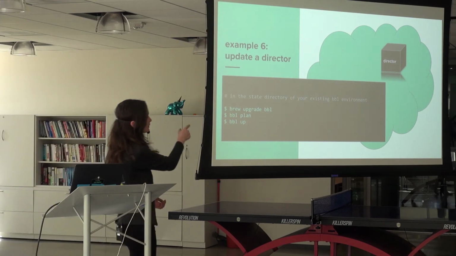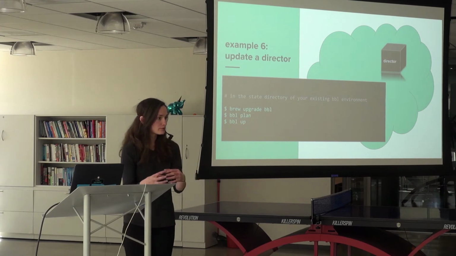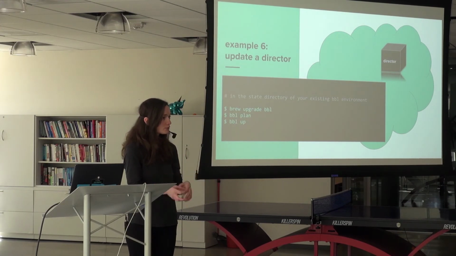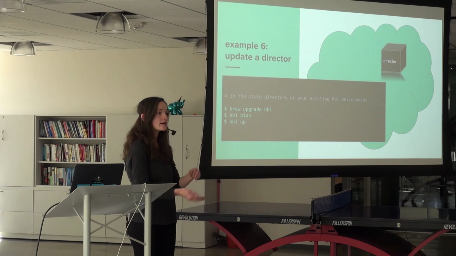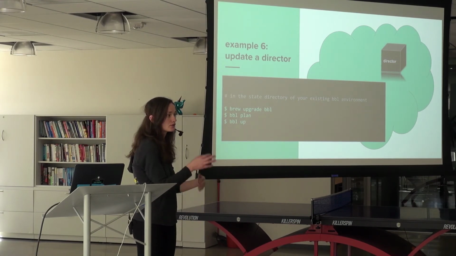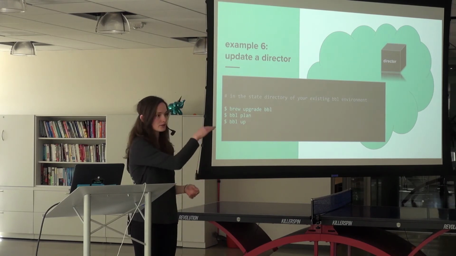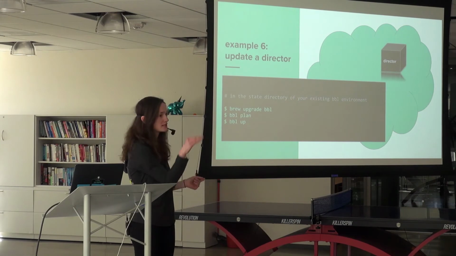So you upgrade your version of bubble, you bubble plan, so it updates that bosh deployment manifest inside of your state directory with a new version of the stem cell, and then it just bubbles up and it applies that new manifest to your director. So your director is like, oh, okay, I'll pull down the latest version of the stem cell now. And that's how you get an update to your director.